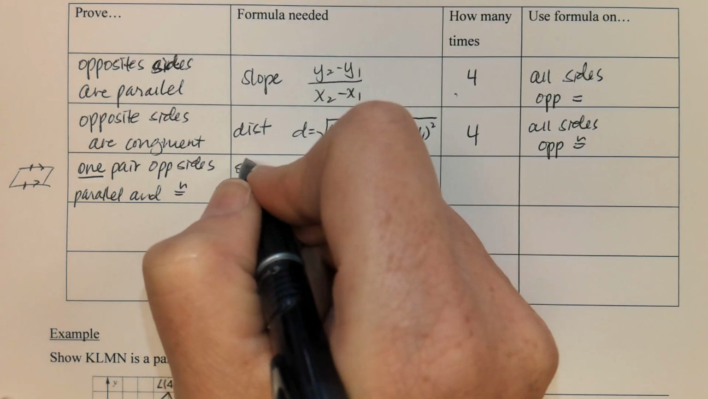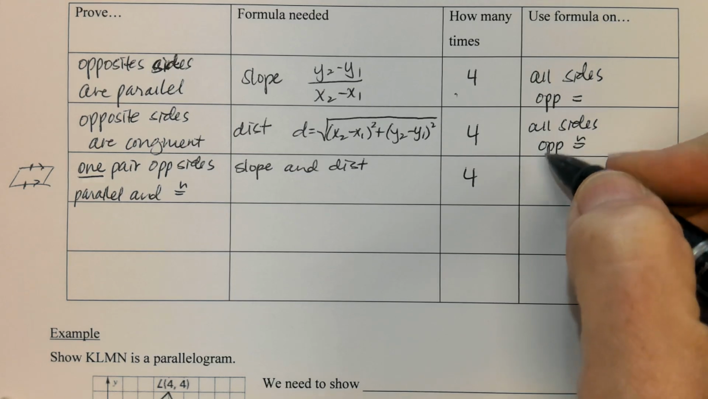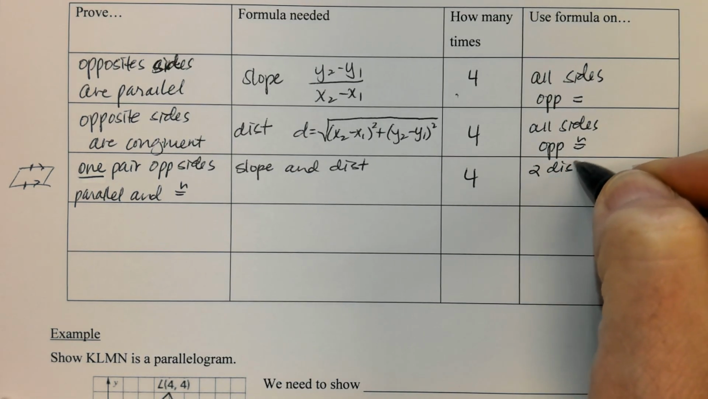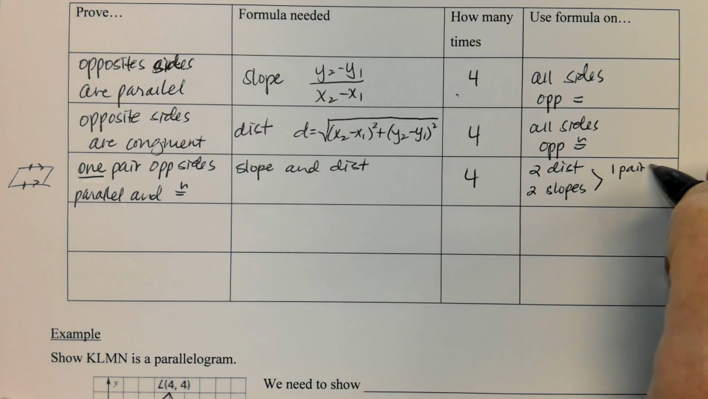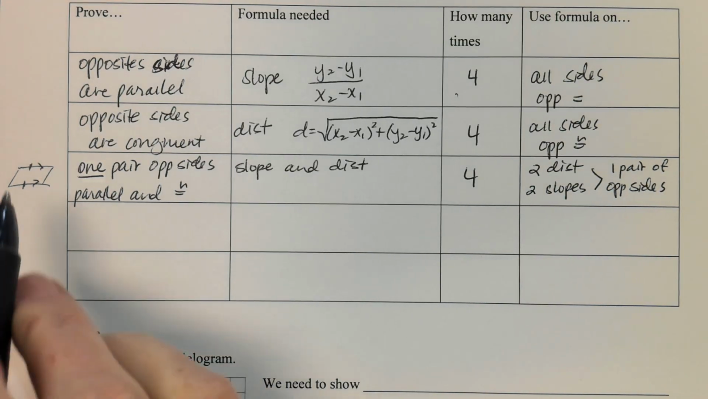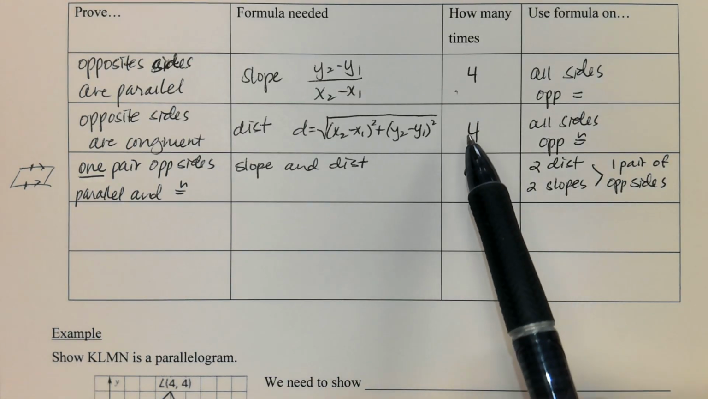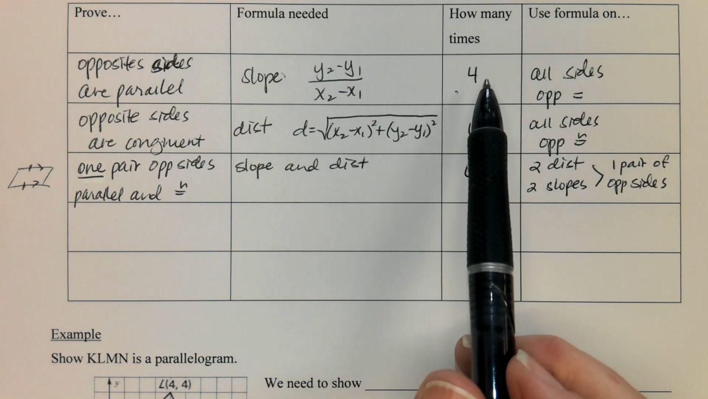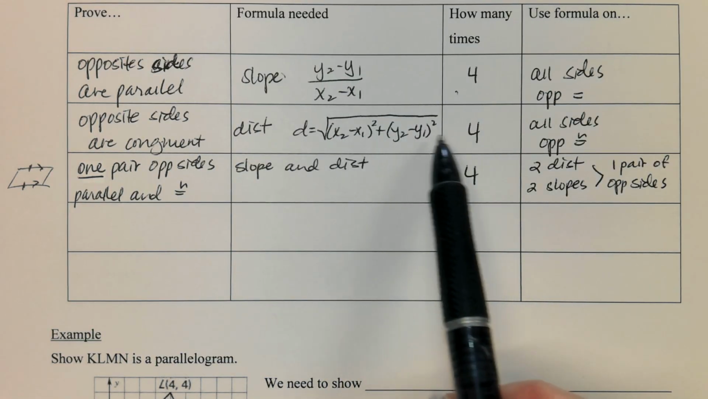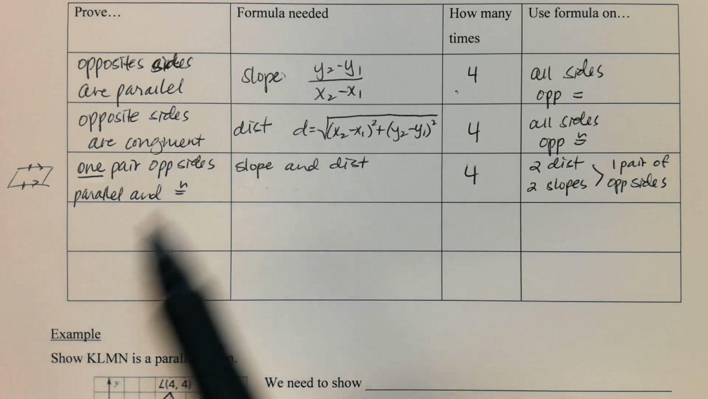So you would need to do slope and distance formula. You would still need to do it 4 times. You would do 2 distance formulas and you would do 2 slopes, 1 pair of opposite sides. So pick a pair of sides, do slopes, do distance formula, and you're done. But it does require you do formulas 4 times, 4 different formulas. So if you like slope formula and you're really good at that, just stick with that one. If you like distance formula and you're good at that one, stick with that one. This one's got a mix, so you're going to do 2 of each. You're going to do 2 slopes and 2 distances.